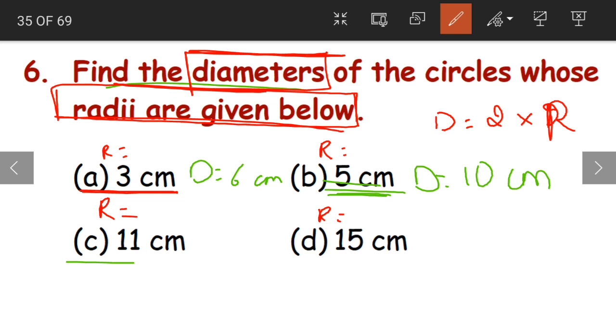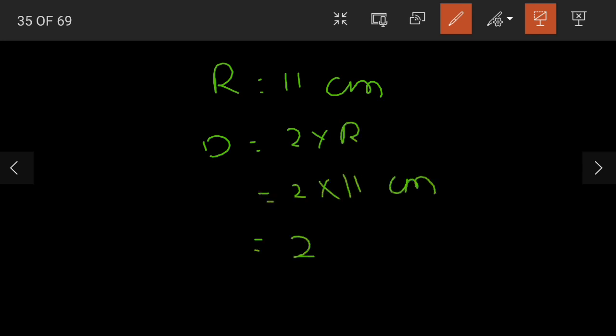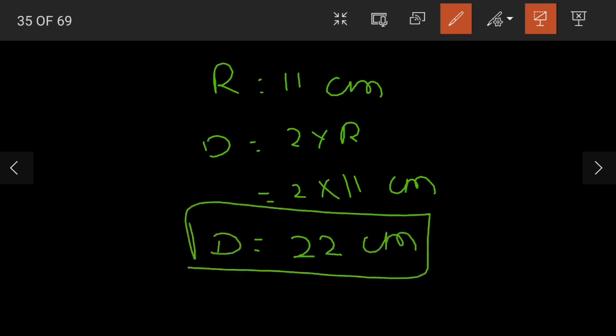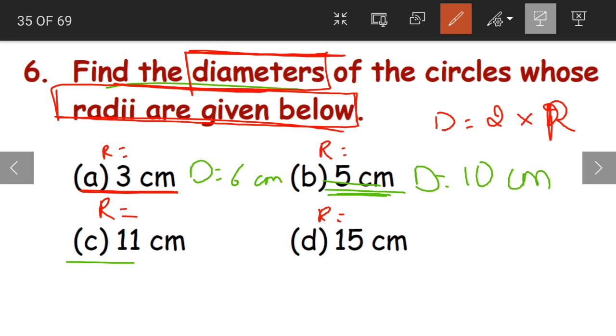Coming to question C, radius is equal to 11 centimeters. Diameter is equal to 2 into radius, that is 2 into 11 centimeters. 2 11s are 22. Yes, children. So diameter is equal to 22 centimeters. The answer is 22 centimeters.